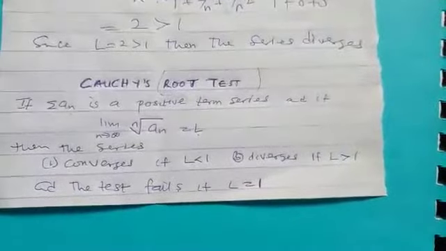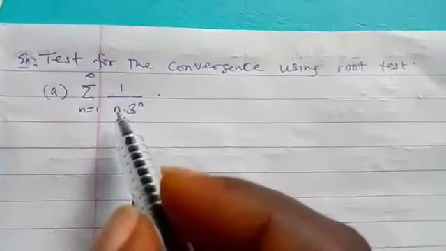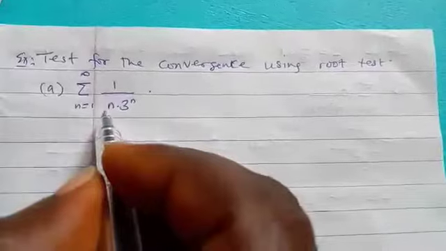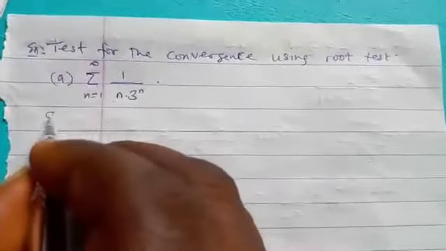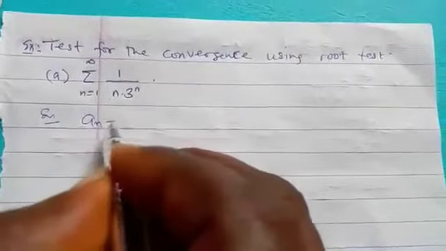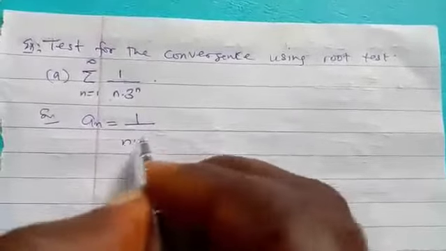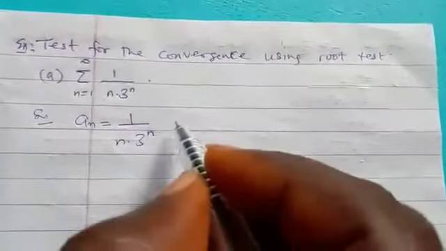So let's take an example on this. We have our example here. We want to test for the convergence of this series using the root test. Now we need to know our an. Our an is 1 over n, 2 raised to power this.